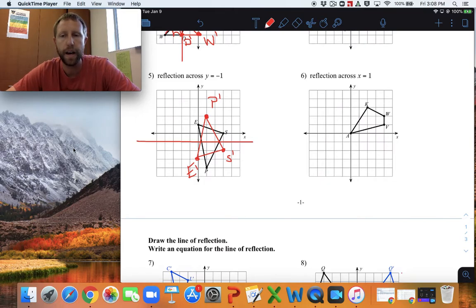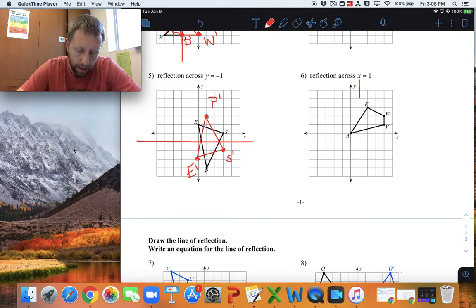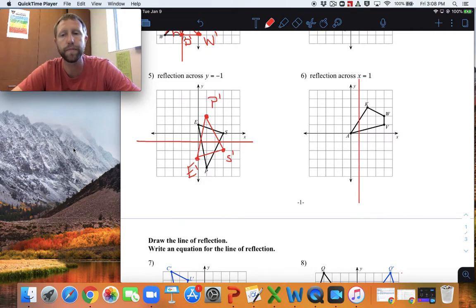And then finally, for number 6, reflection across the line x equals 1. So go on the x-axis to 1 and draw that vertical line, because anytime it's x equals a number, we know it's a vertical line. And then just count how far away each point is from that line of reflection. Point A, I'll start with that. It's only 1 spot to the left, so I go that far to the right, 1 spot. And that is A prime.